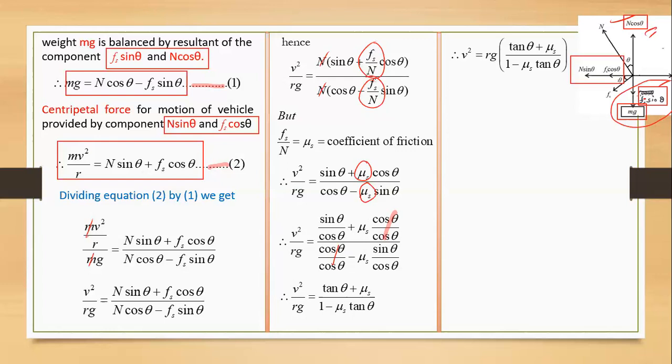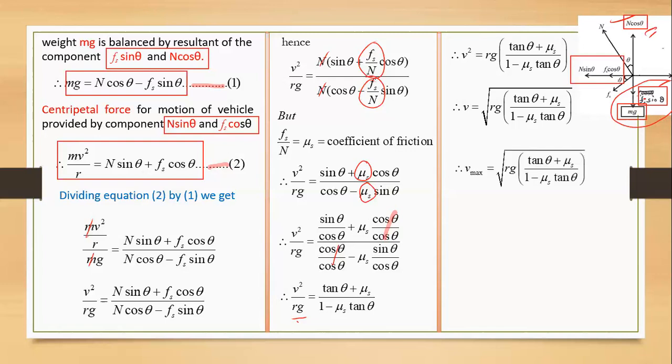Now we can transfer this rg to the right hand side. So we get this formula of v square. Now we have to obtain the formula of v by using that. So v is equal to under root rg, in a bracket tan theta plus mu s divided by 1 minus mu s tan theta. And this is the maximum speed, so I have written v max for this. So v max is equal to under root rg in a bracket tan theta plus mu s divided by 1 minus mu s tan theta.